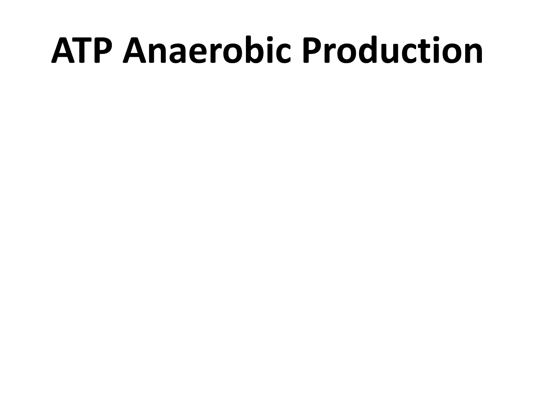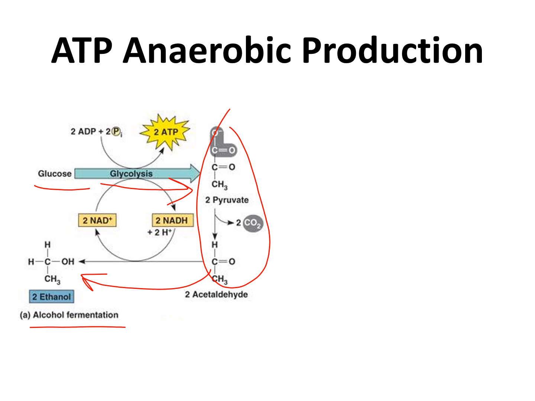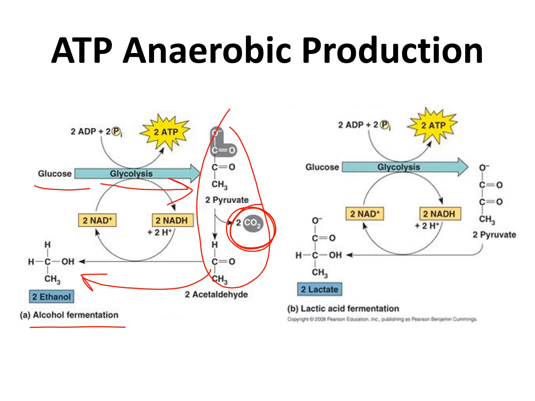So for anaerobic ATP production, this is an example of alcohol fermentation. You start out with the glucose, it goes through glycolysis, produces the pyruvic acid, which will then be converted into ethanol. And also a byproduct of this is carbon dioxide. So you have carbon dioxide being produced. The other type of fermentation, lactic acid fermentation, again, start out with glucose, goes through the process of glycolysis, you end up with pyruvate, and now it gets converted into lactate. And in this process, no carbon dioxide is produced.